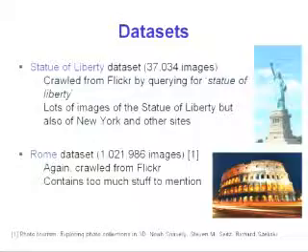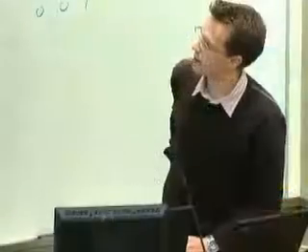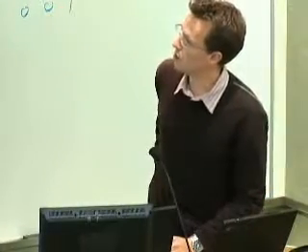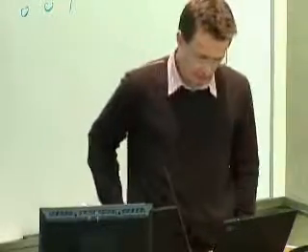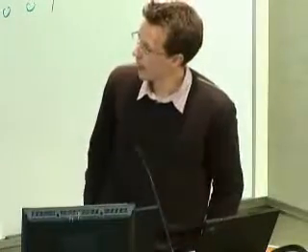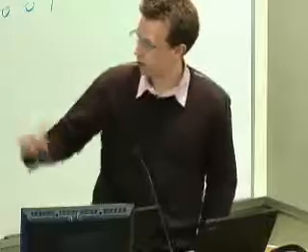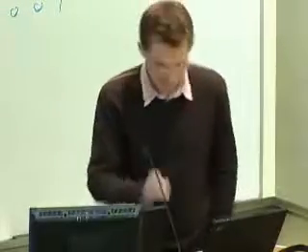I'm going to show some results on 2 additional datasets. The Statue of Liberty dataset is just under 40,000 images, crawled from Flickr by searching for Statue of Liberty. There's lots of images of the statue, but also of New York and other sites. And also the Rome dataset, which is over 1 million images of Rome, again crawled from Flickr. I should say both of these datasets come from Noah and Steve Emmerich.